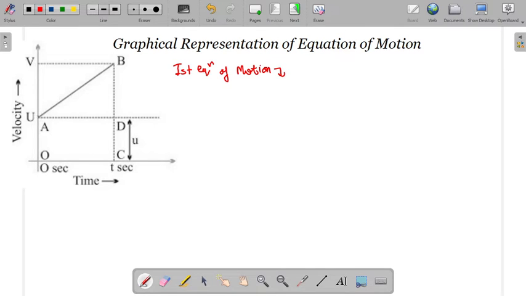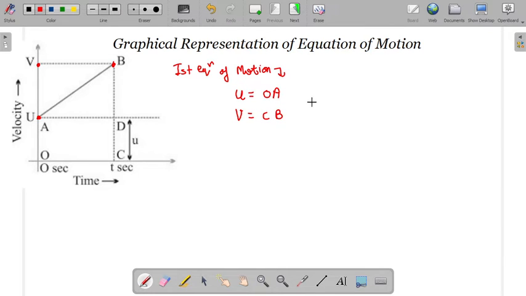As you can see, suppose this is point A and this is point B. From OA, or we can say from CA, all the distances are the same. At this point, time is zero. It means whatever the velocity at this point, it is representing the initial velocity. So the value of initial velocity U is given by OA. And the final velocity is V, which is given by CB. So the final velocity is represented by CB.